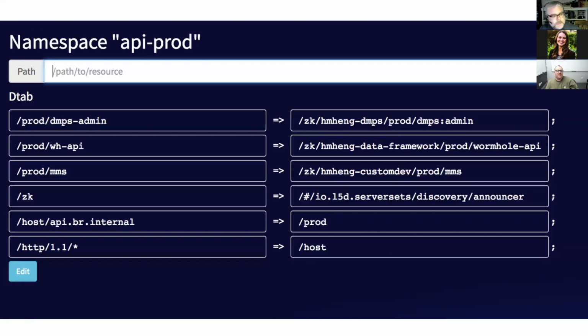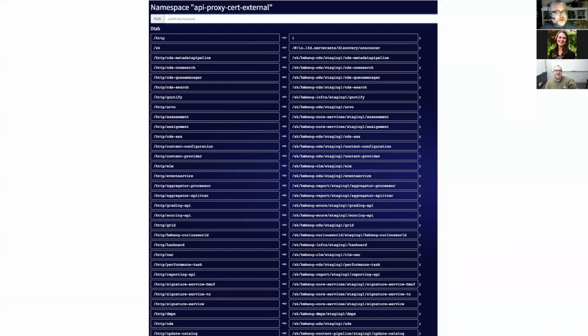Now, as you drill into this, some of these DTABs are very short. So here's a 6-line DTAB that routes a service to the admin port in Mesos, and actually 3 different, well, potentially to infinity, when it goes to the discovery announcer. It's able to parse that out into a known pattern. Now this is a much more complex DTAB.